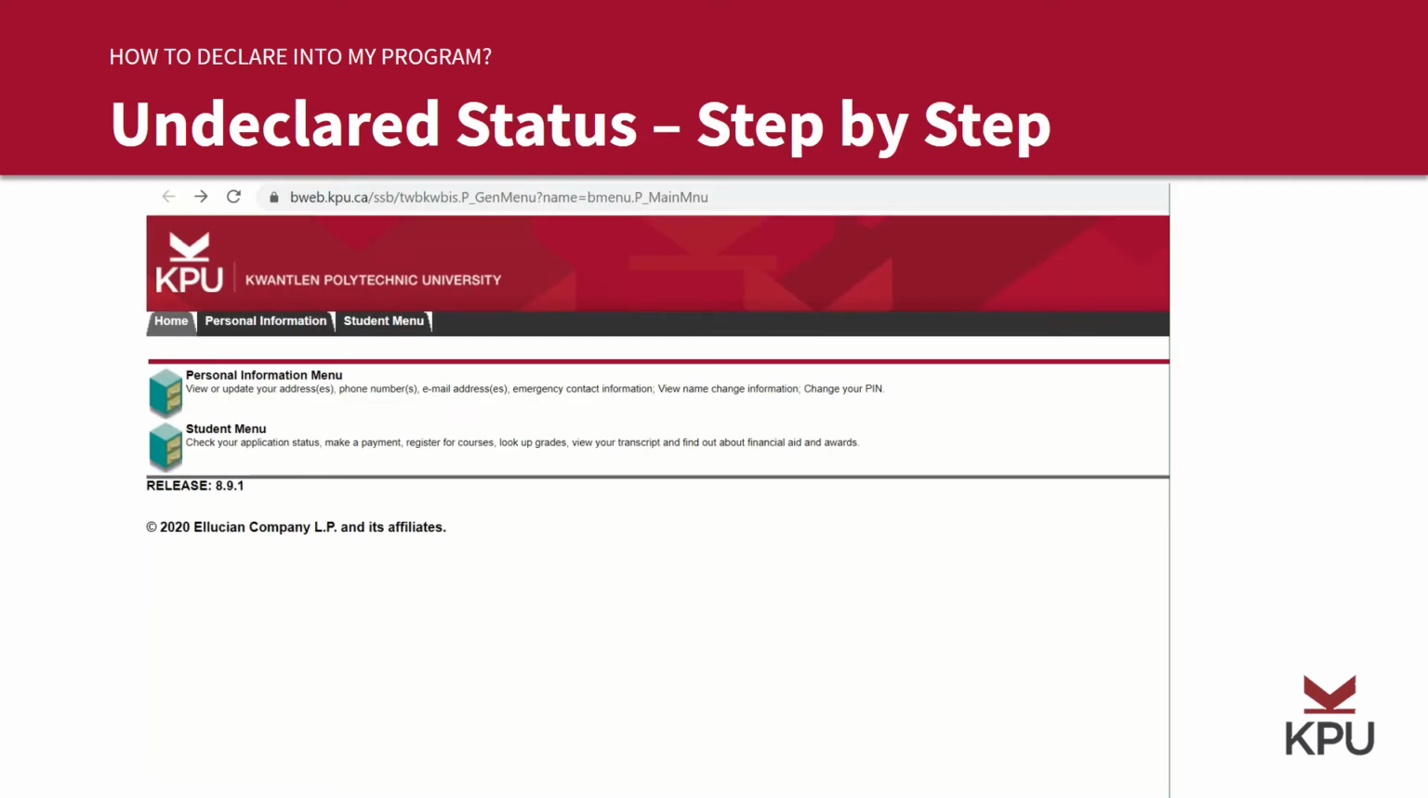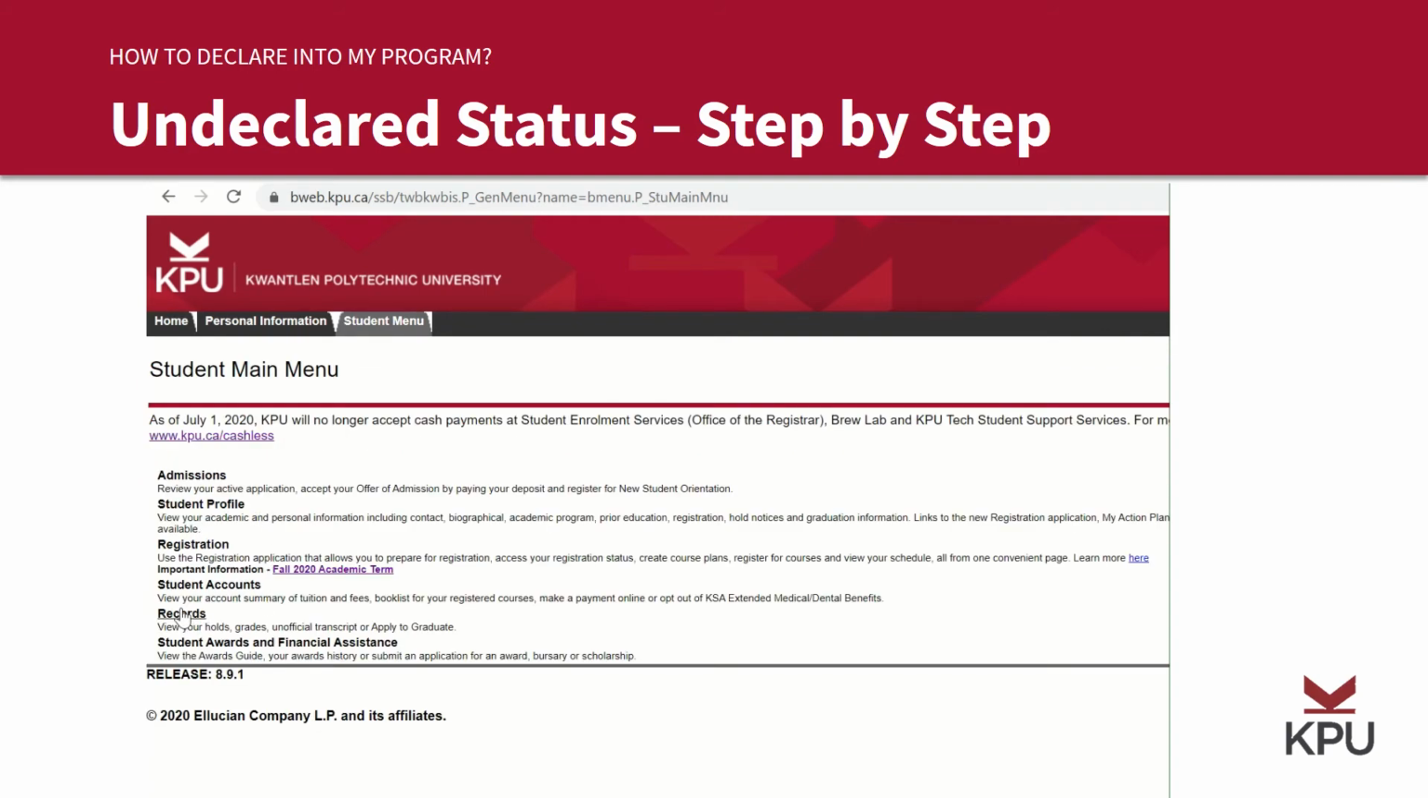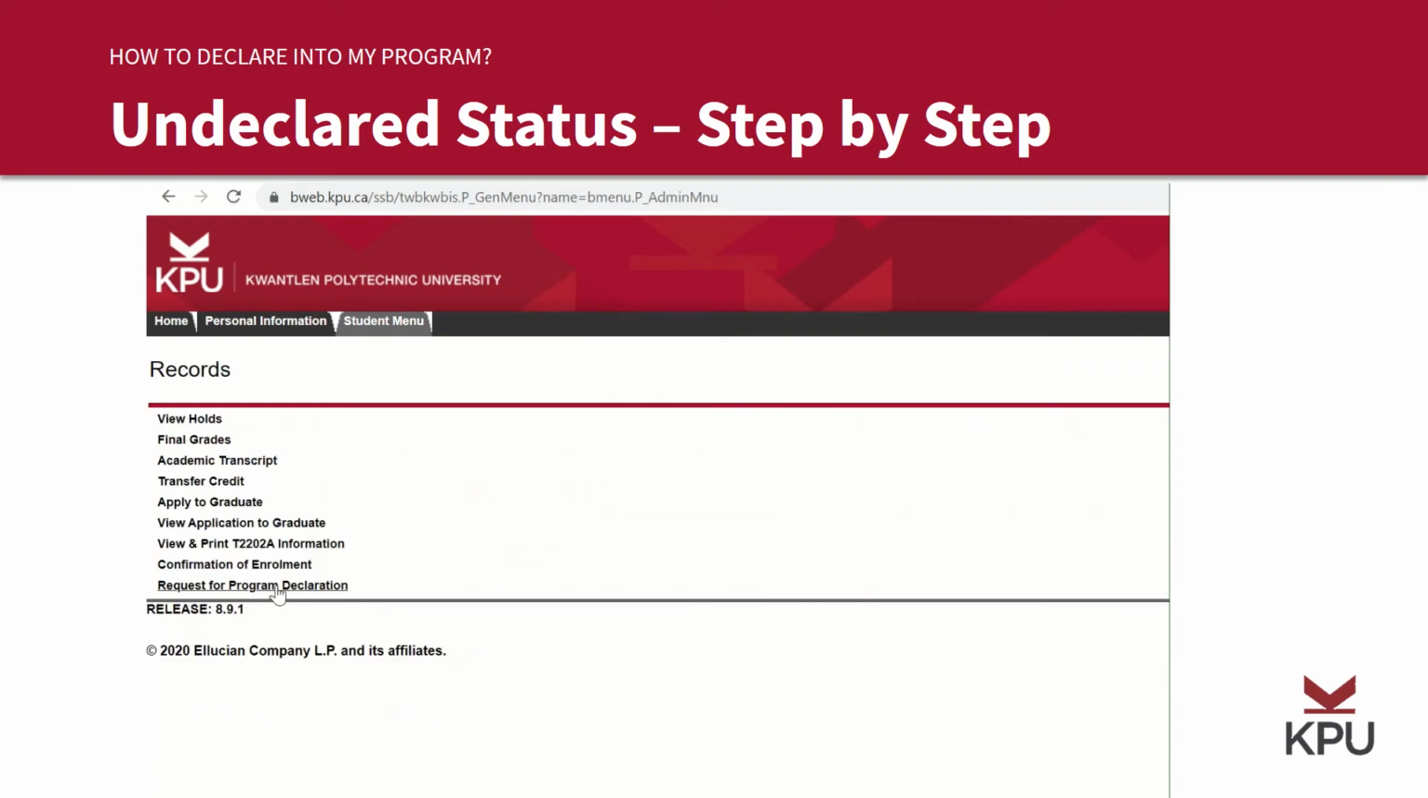If your status is undeclared and you want to put in a declaration request, you can follow these steps to see how to submit an online request form. After you're logged on to online self-service, click under Student menu, Records, and Request for Program Declaration.